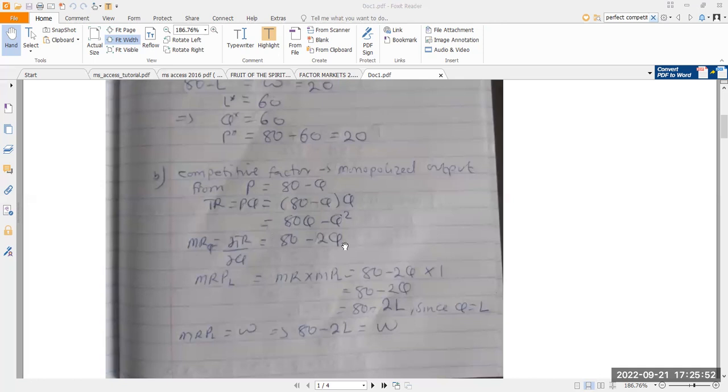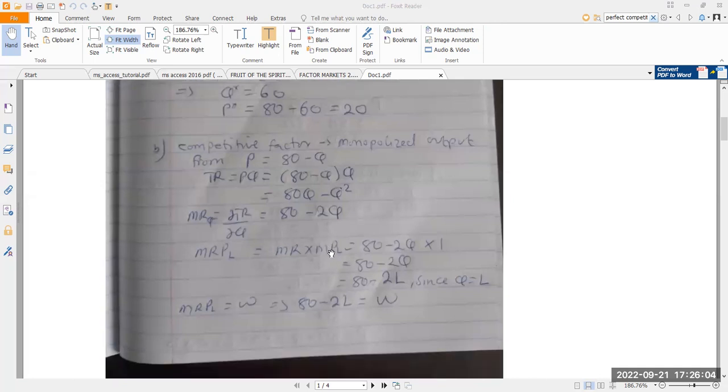So this is the marginal revenue for the output firm. To find the marginal revenue product of labor, we have to find the product of marginal revenue and marginal product of labor. Remember, the marginal product of labor is equal to 1. So marginal revenue product will equal 80 minus 2Q times 1, which is 80 minus 2Q.